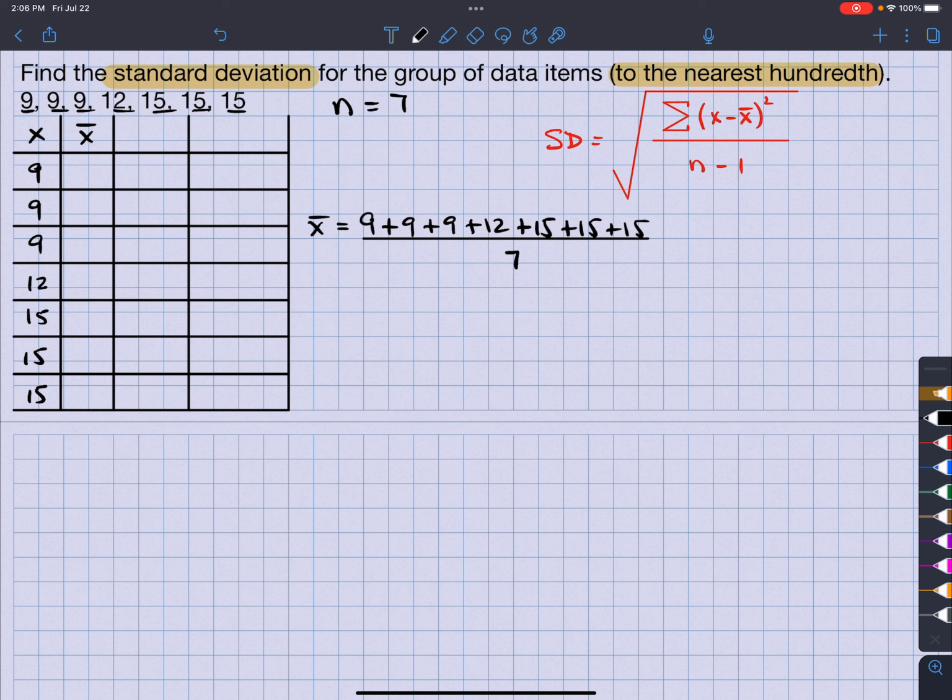And we have 84 divided by 7, and that's going to equal 12. Okay, so now I know what my mean is. So now I'll go back to x bar and put down 12 for every single one of these.